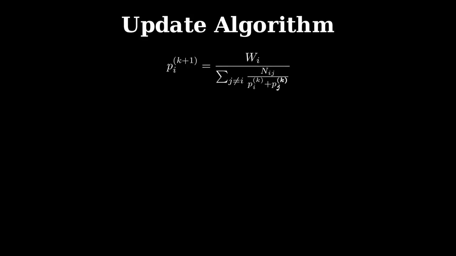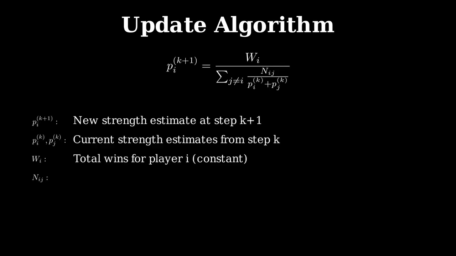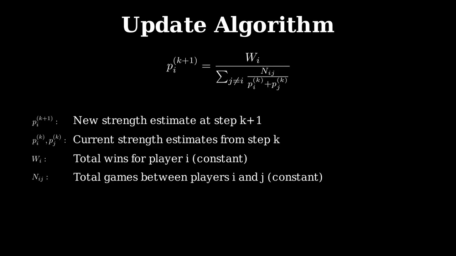And so, in my opinion, the most elegant thing about the Bradley-Terry model is their update algorithm, p_i to the power k+1. This is the new improved strength estimate for player i that we are calculating. The k+1 just means at step k+1. p_i to the power k and p_j to the power k are the current strength estimates from our previous step k. W_i is the total number of wins for player i across all their games. This value is taken directly from the data and never changes during the iterative process.